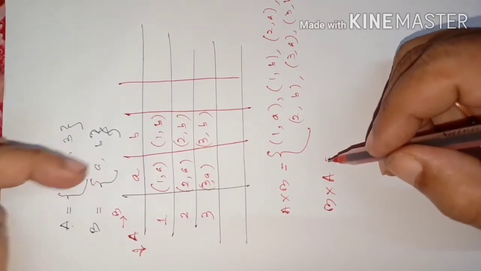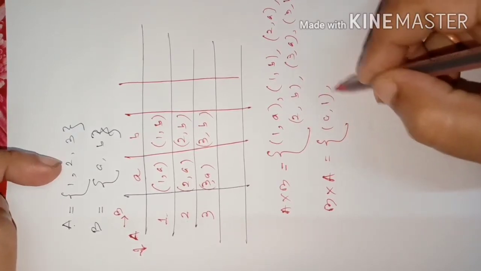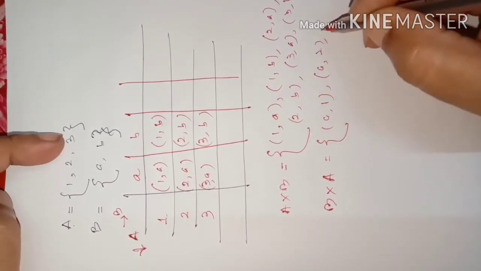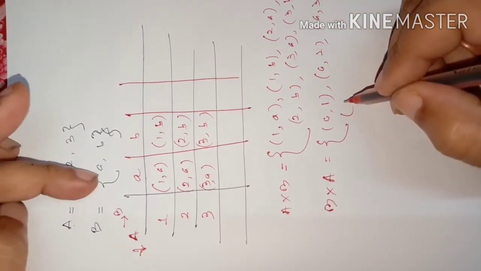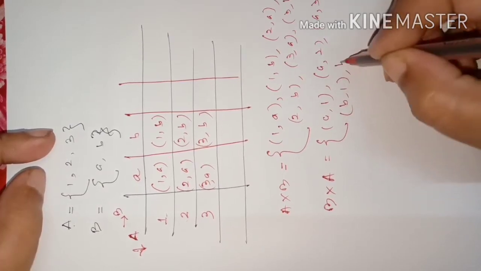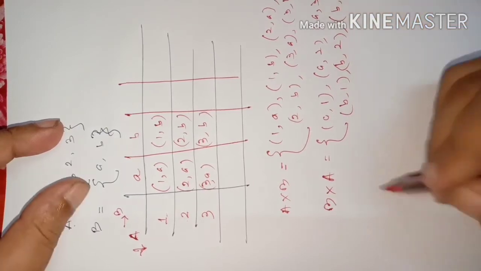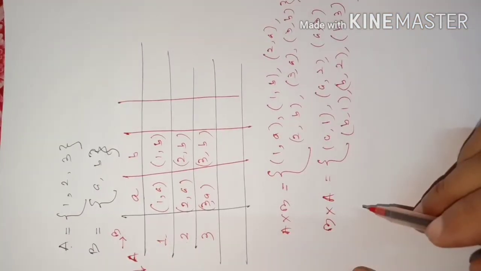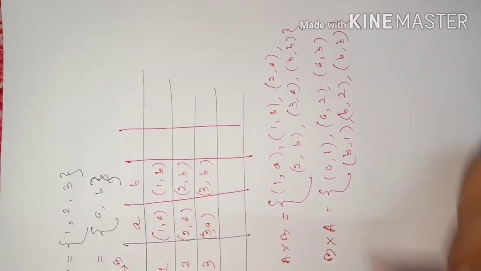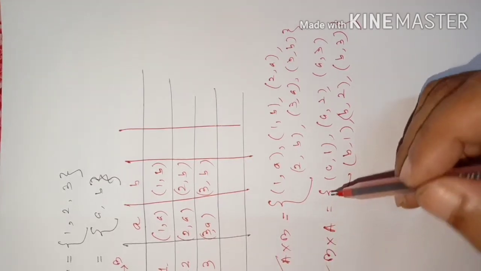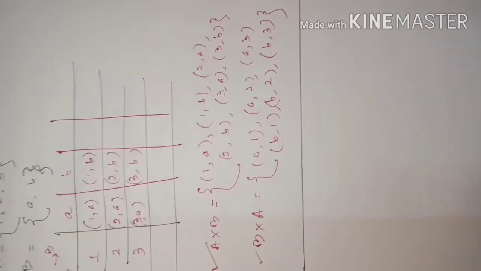Start from B: B with 1, B with 2, B with 3, then A with 1, A with 2, A with 3, because with B all over. This is the Cartesian product of B with A. So the Cartesian product of A and B can be defined this way. Is it understood, students?